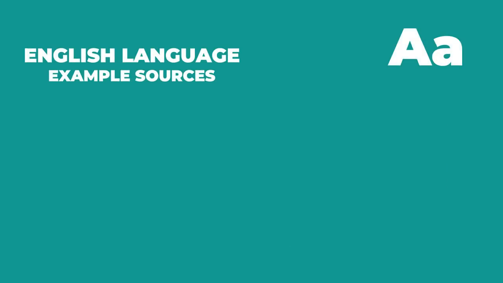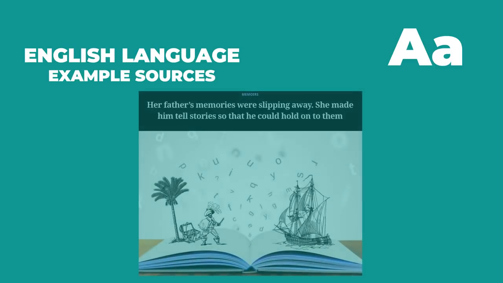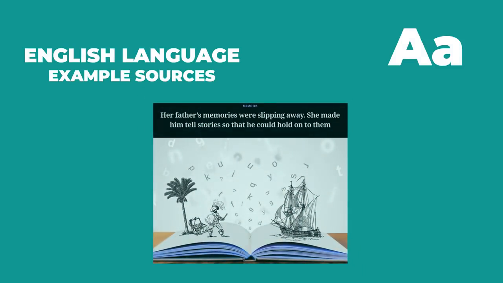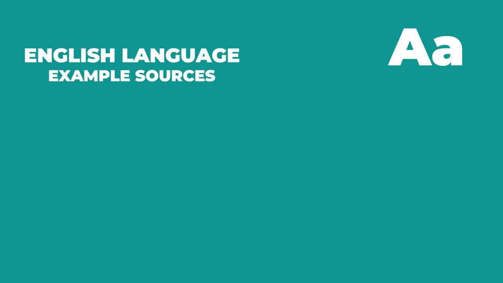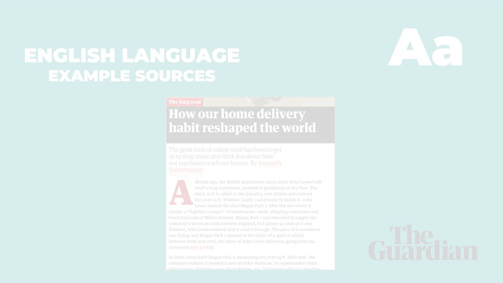Sources can also include stories and written accounts like Ranu Bhattacharya's memoir, Her Father's Memories Were Slipping Away, She Made Him Tell Stories So That He Could Hold On to Them, published by Scroll, or an article titled How Our Home Delivery Habit Reshaped the World, written by Samanth Subramanian and published by The Guardian.